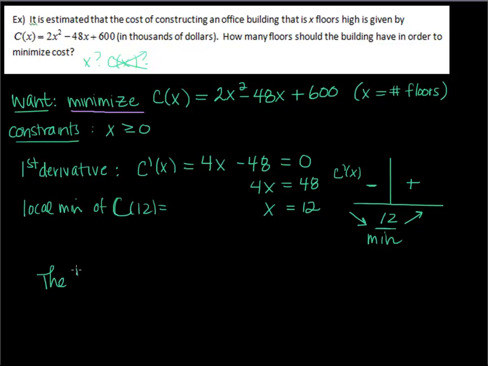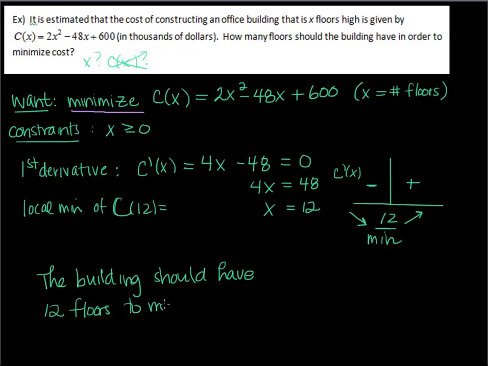We'll put: the building should have 12 floors in order to minimize cost.